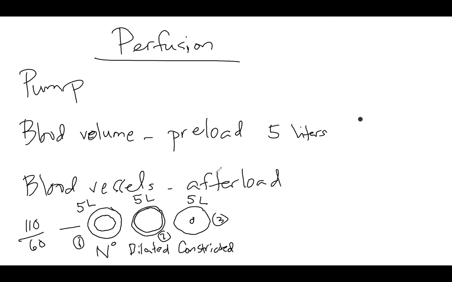You have a lower blood pressure? It will lower blood pressure because what happens to the resistance? Dilated. So there's less resistance. Less afterload, right? Okay. Run the same 5 liters through vessel number three. Increase your blood pressure. Okay, so because the resistance is higher, correct? Therefore afterload is higher.